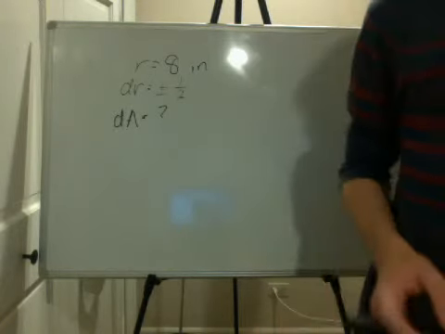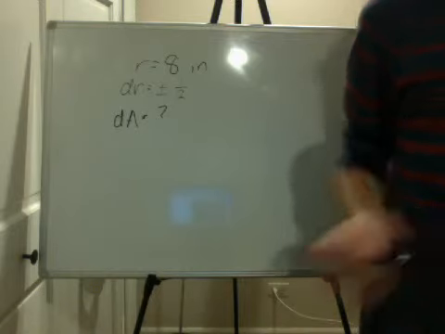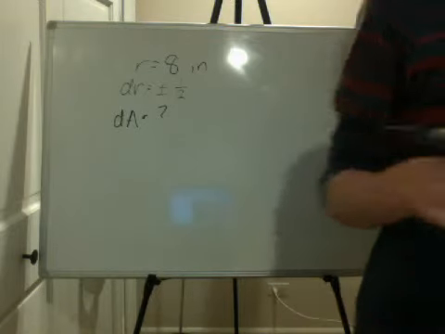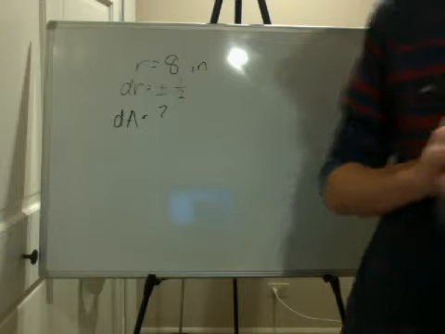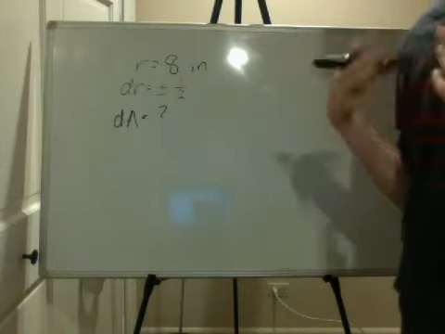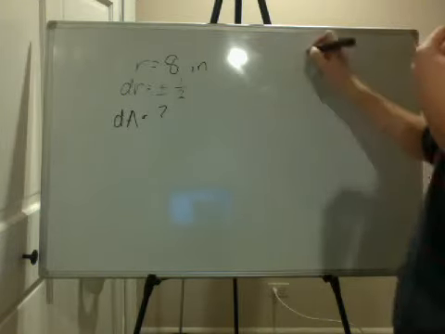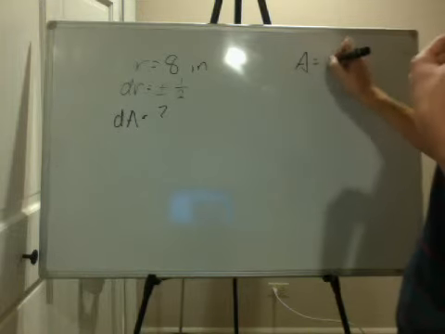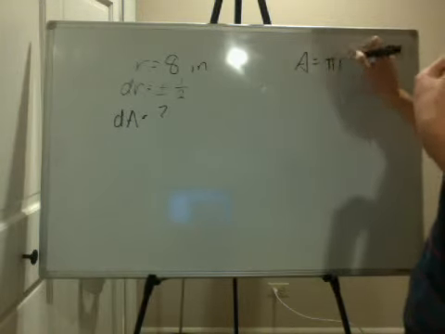Well, once again, we need an equation that's going to relate all of them. And because these are circular manhole covers, we want to know area of the circle with respect to the radius. So once again, we're going to use area equals pi r squared.